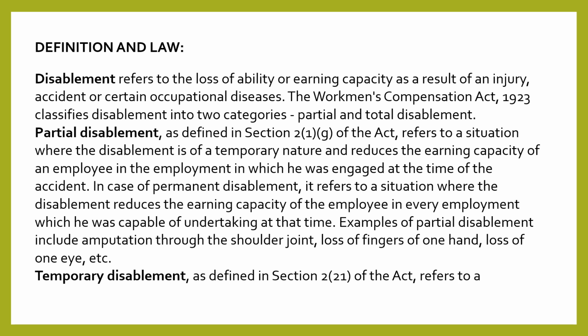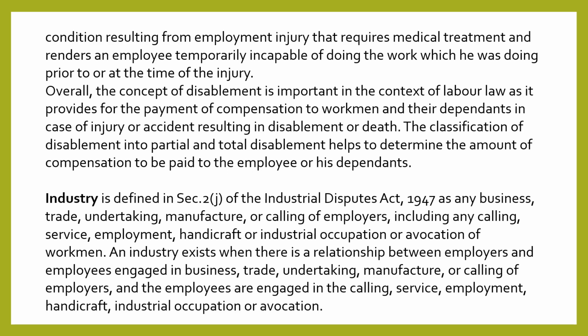Examples of partial disablement include amputation through the shoulder joint, loss of fingers of one hand, loss of one eye, etc. Temporary disablement, as defined in Section 2(21) of the Act, refers to a condition resulting from employment injury that requires medical treatment and renders an employee temporarily incapable of doing the work which he was doing prior to or at the time of the injury.